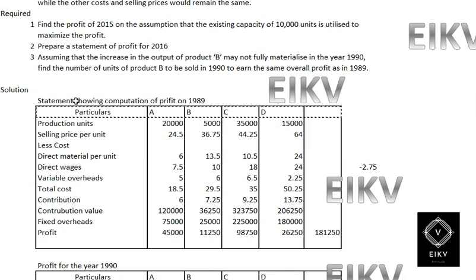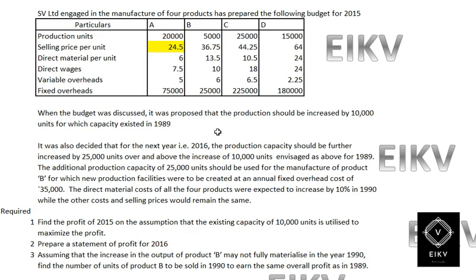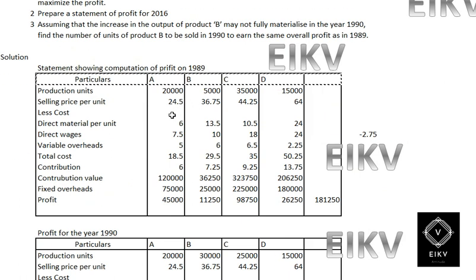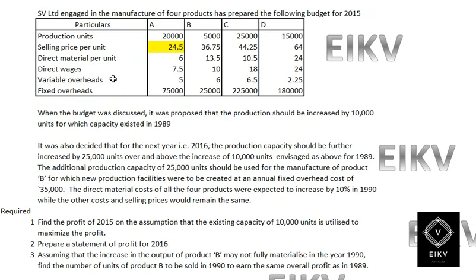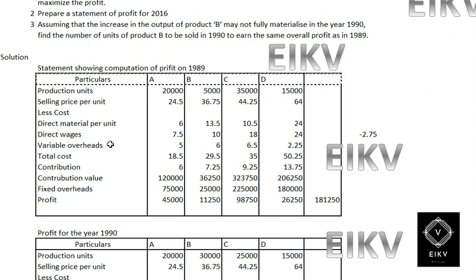Going ahead with the solution, I have prepared a statement showing computation of profit. For particulars A, B, C, and D, production is 20,000, 5,000, 35,000 and 50,000 as mentioned in the costing. Direct material, direct wages and variable cost per unit are also mentioned in the illustration, and then we have the total cost and then contribution.